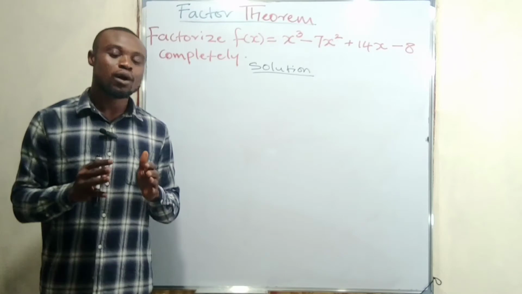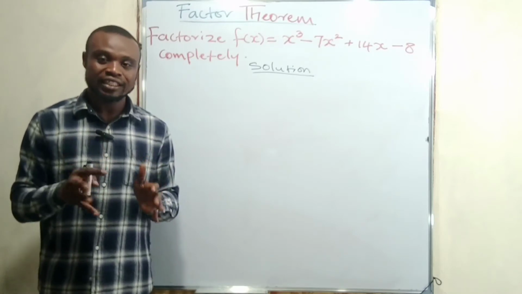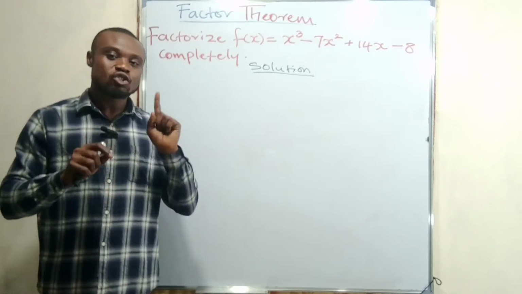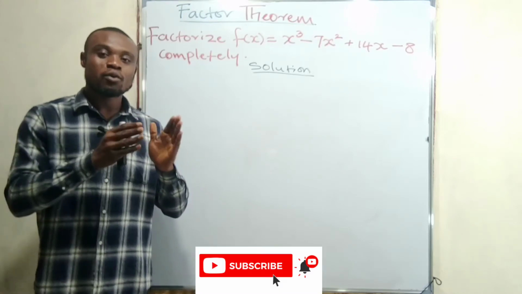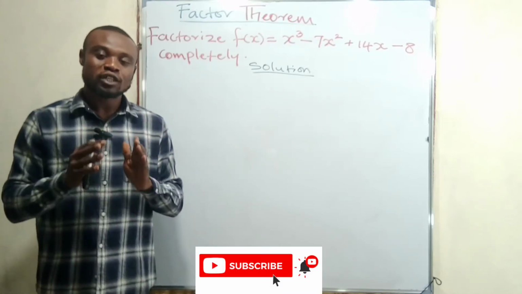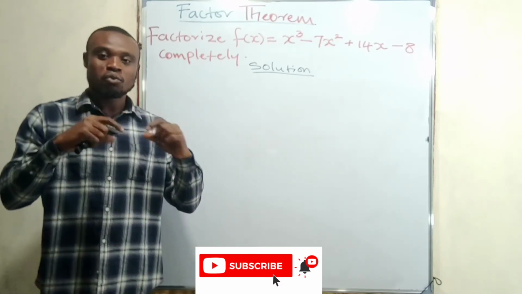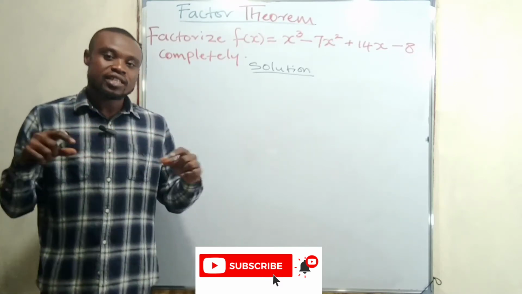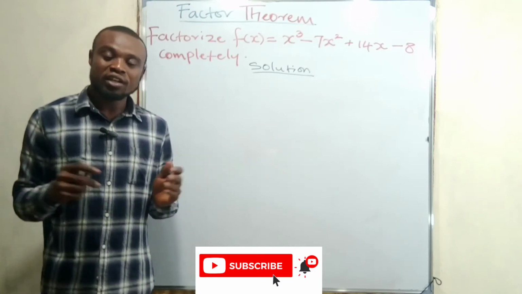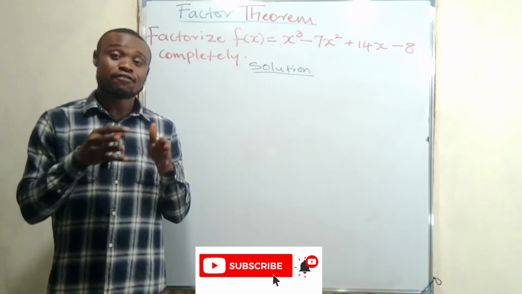But this time around, what we are going to be doing is this. We are going to get just the first factor. Whatever we get as the first factor, we use that first factor to divide the entire polynomial, and when we get our quotient, we factorize our quotient further to get the entire answer, and we are done with it. So let's first of all get the first factor.